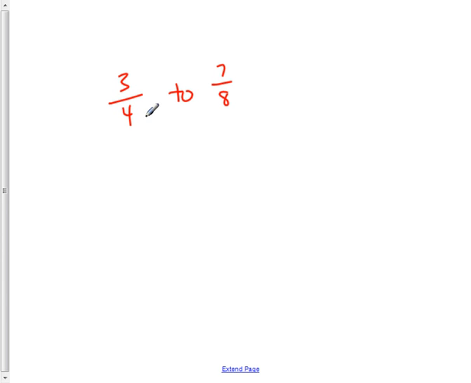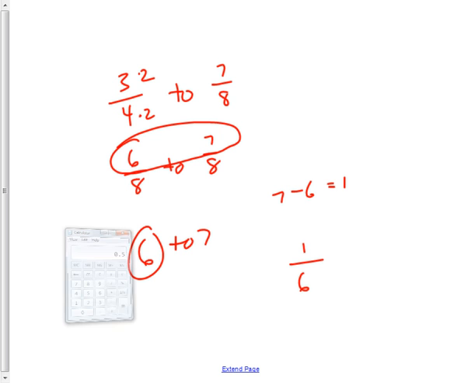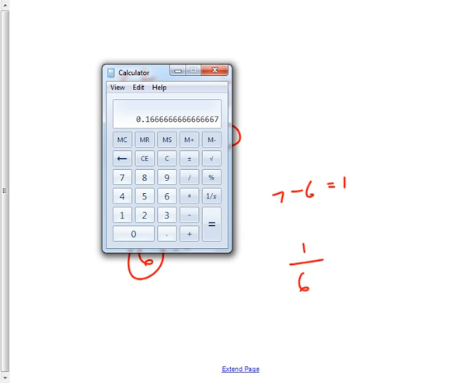Okay, we don't have a common denominator, so multiply both top and bottom by 2. So I'm going to get 6/8 to 7/8. All right, now I have a common denominator, so just look at the top numbers. Think of it like 6 to 7, and that's it. You don't have to think about your denominators anymore. So 7 minus 6 equals 1, so put 1 over, and the original is 6. So 1 over 6. Do 1 divided by 6, and that gives us 0.116 repeating.